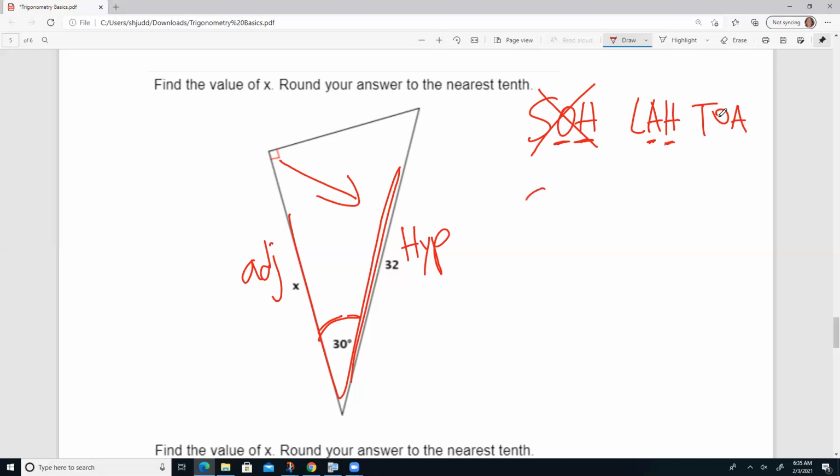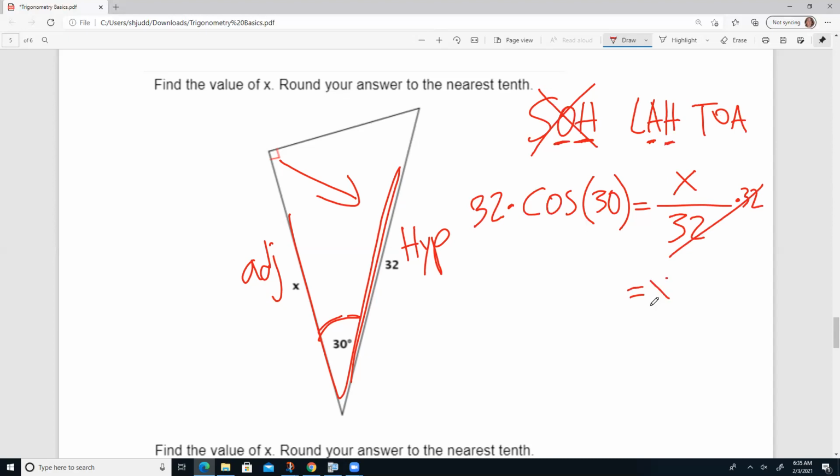So I know that the cosine of 30 degrees is equal to adjacent over hypotenuse. In this case, adjacent is x, and hypotenuse is 32. So if I want to solve for x that is being divided by 32, all I'm going to have to do is multiply by 32 on each side. And that's going to give me an x value, which I'm going to have to plug into my calculator.